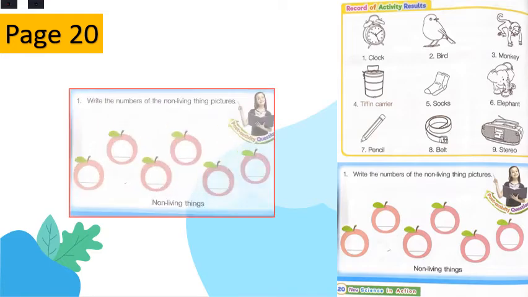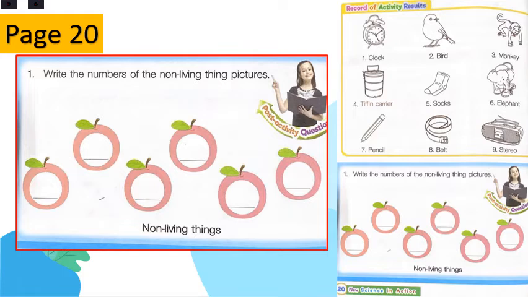Next part, let's write the numbers of the non-living things. Non-living things. For example, the clock. Clock is number 1, right? A clock is a non-living thing. So you're going to write number 1 on the apple, inside the apple. 1.